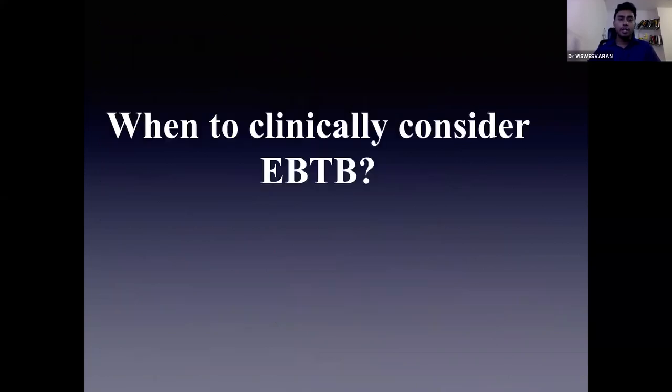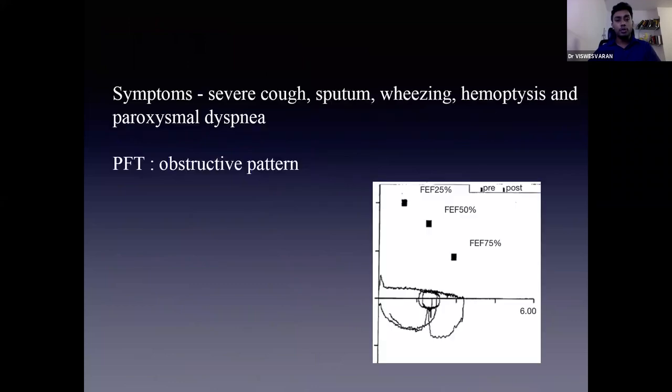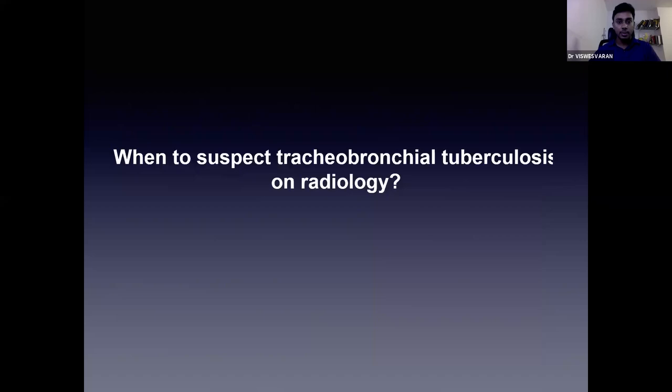So when do we really consider endobronchial tuberculosis? Any patient of tuberculosis who presents with severe cough, sputum, wheezing, hemoptysis, or paroxysmal dyspnea, you should have a high suspicion of endobronchial tuberculosis in them. Moreover, when you do a PFT for some other reason, even post-treatment, if you find an obstructive pattern, probably the patient can have a sequela of endobronchial tuberculosis in the form of a bronchostenosis.